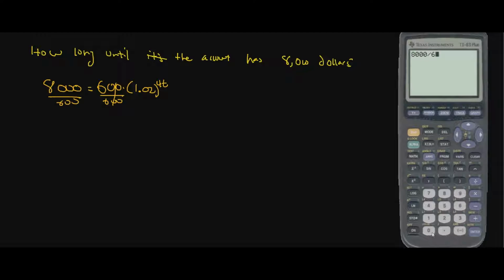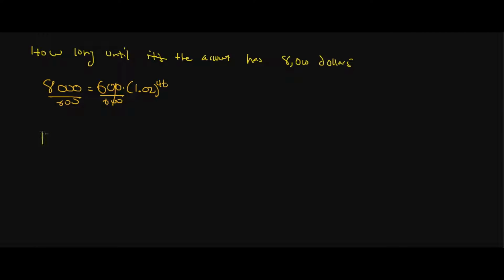And we are going to get, thank you for the suspense, 13.33333. So let's just do 13.333. 8,000 divided by 600. Yeah, that makes sense to me. All right, that is equal to 1.02 raised to the 4t. All right, well, let's convert this to logarithmic form now, and let's solve this.